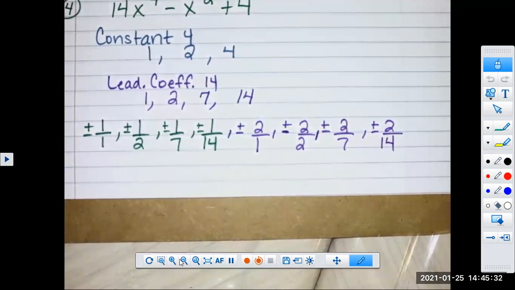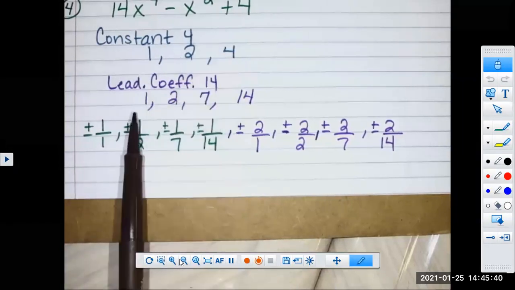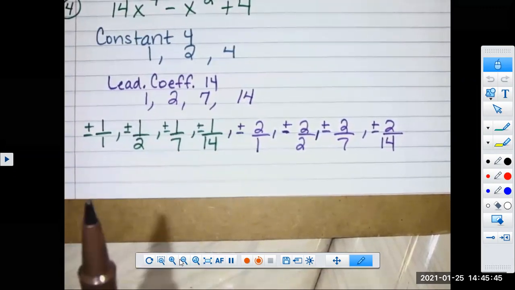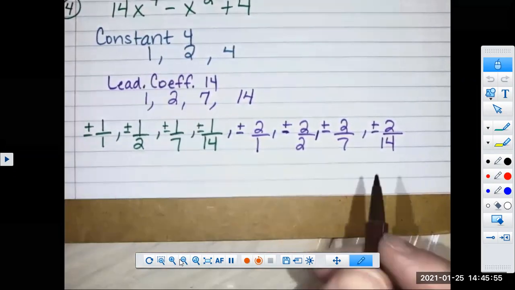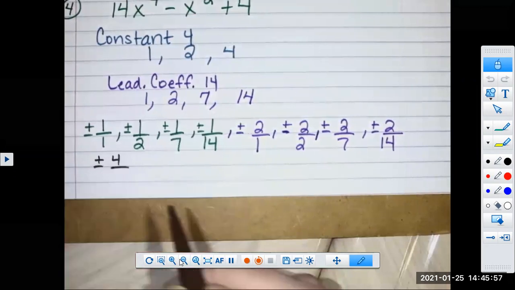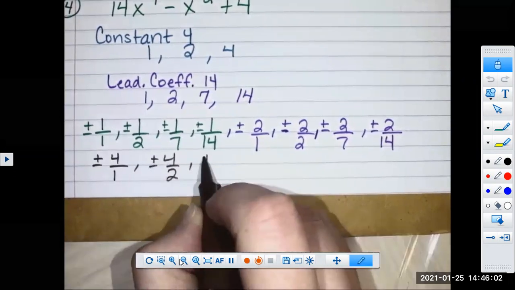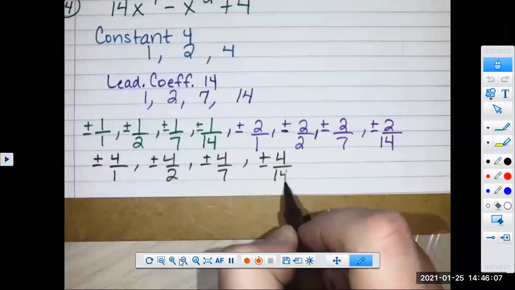I'll go ahead and tell you, however many constant factors you have, multiply that by however many leading coefficient factors you have, and that'll be your total possible roots in all. Like if I, of course, multiply 3 by 4, I'm going to have 12. All right, last but not least, do the same thing with 4. So positive, negative 4 over 1, positive, negative 4 over 2, 4 over 7, and 4 over 14.